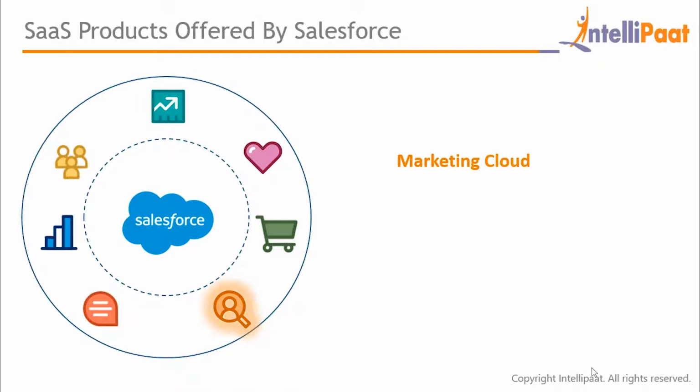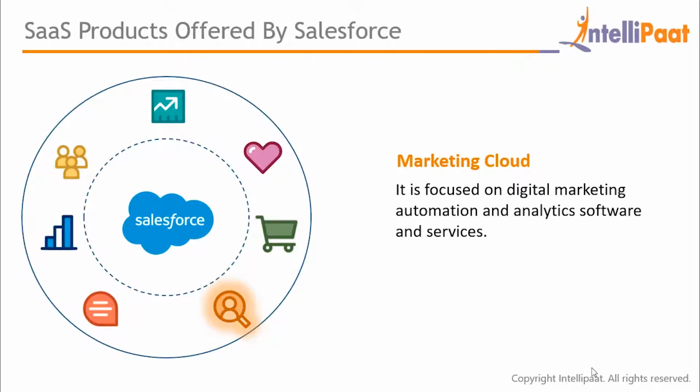Next, we're going to talk about the Marketing Cloud. Marketing Cloud can again be used to perform digital marketing activities. All the marketing people out there can use this cloud to achieve many automated marketing strategies, such as sending an email, targeting customers, and all those things. All of these things come under the Marketing Cloud. So it basically focuses on digital marketing automation and analytics software and services.